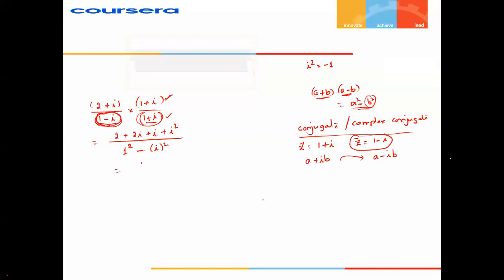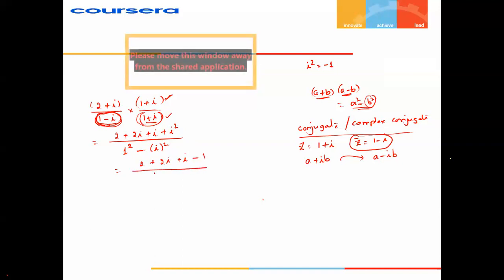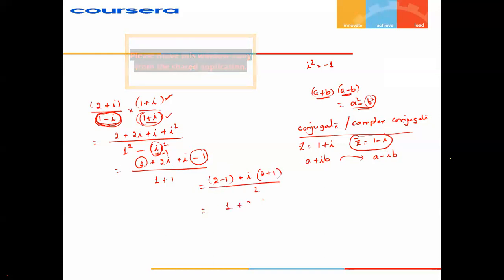Now we can write 2 plus 2i plus i, plus i square, which we know is minus 1, by 1 square, which is 1. Here we know i square is minus 1. This minus of minus is plus 1. So now the real part is 2 minus 1, and take the imaginary part i into 2 plus 1. That means (1 plus 3i) by 2.